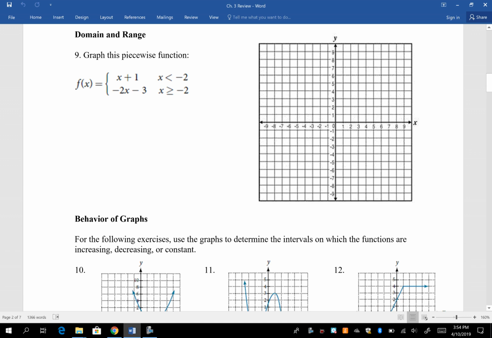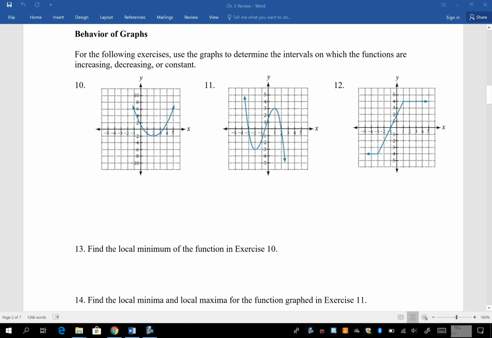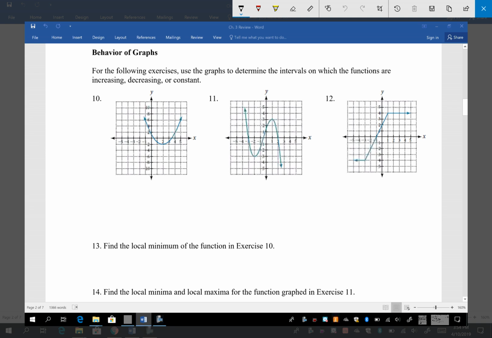12. Excellent. Okay, this is the increasing, decreasing, constant one. Awesome. I don't care which order you write it.